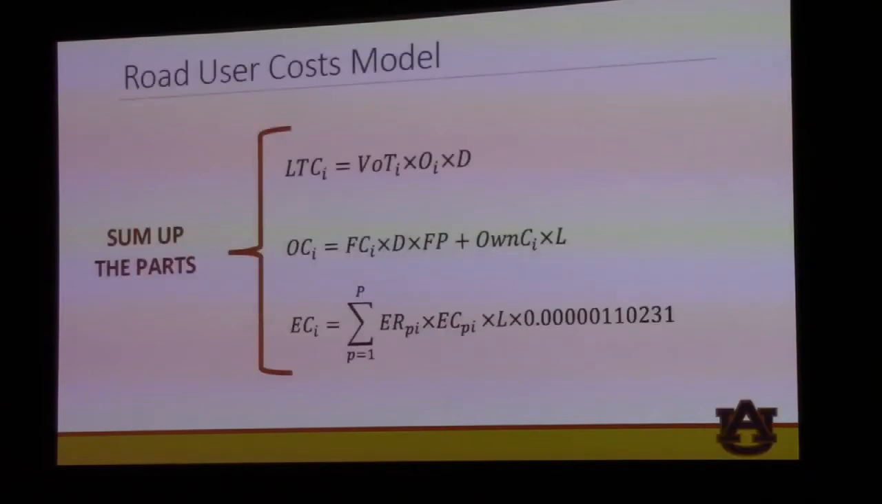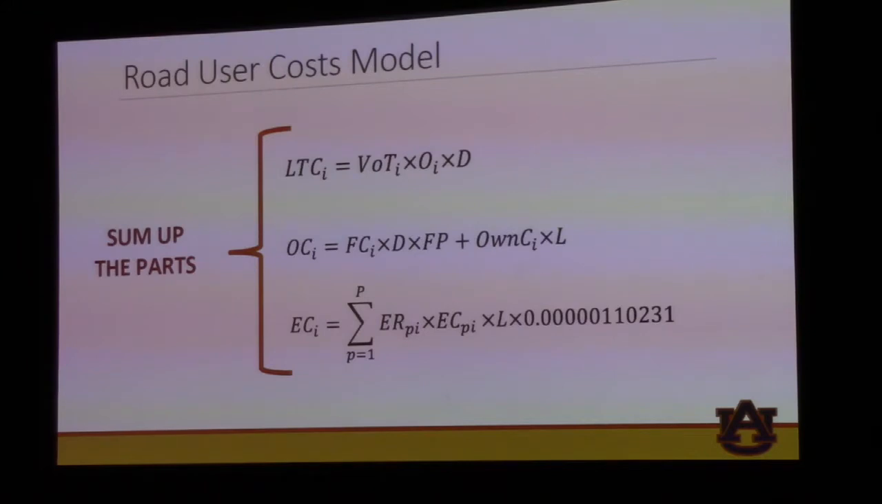And then for model development, that's the last piece of this, is putting it all together, of trying to understand what are the important factors here. So we broke it up into 3 different models. The road user cost model is really just a sum of the 3 major components, our lost time, our operating costs, and our emission costs. And it's just the combination of each of these different things in here.